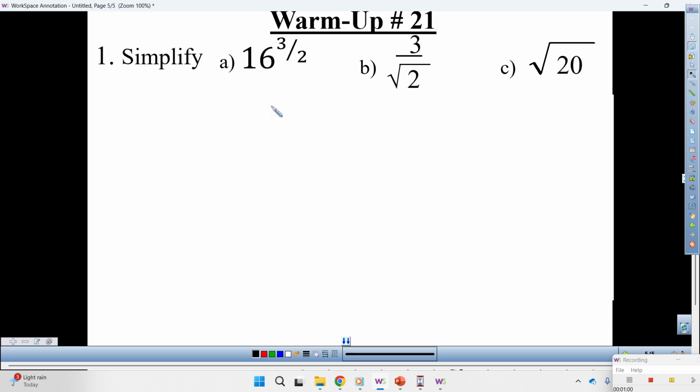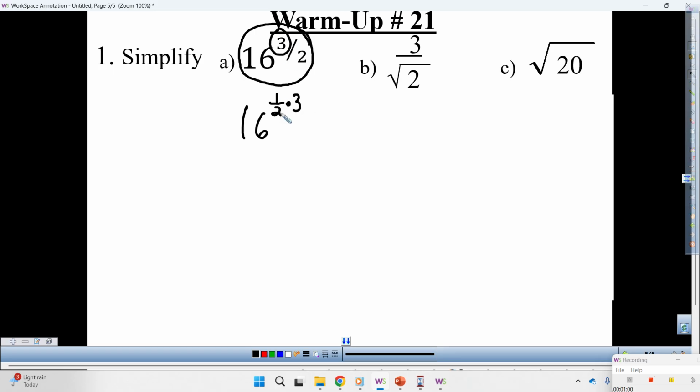Y'all ready? Here we go. First things first, it says simplify. Number 1A, first we need to rewrite this. Let's see if you remember. How do we write this, Mr. Q? Well, we need an exponent where the numerator is only a 1. So that means I need to rewrite it to 16 to the 1/2 exponent times 3. And if you notice, I moved the 3 from the numerator to the side. You guys see that? And I replaced that space with a 1.